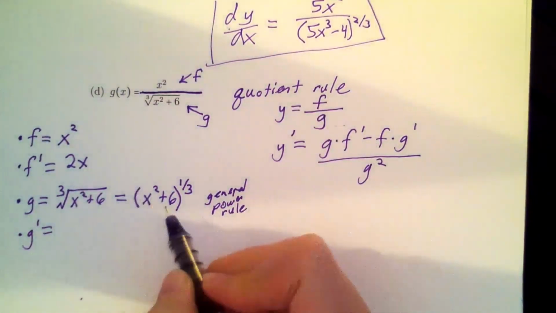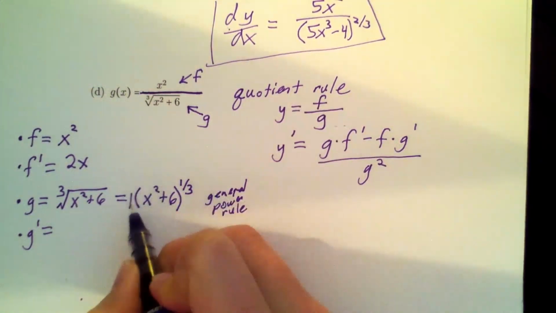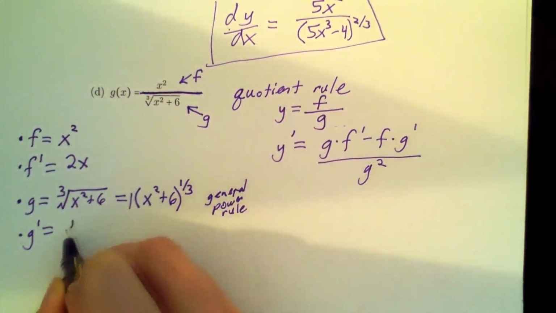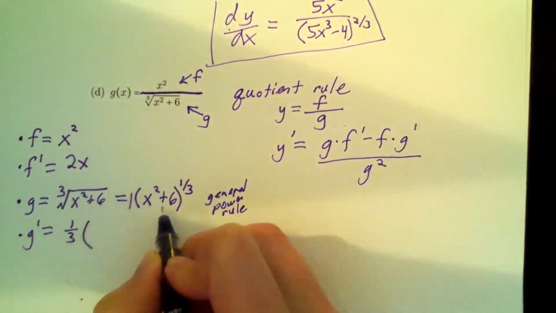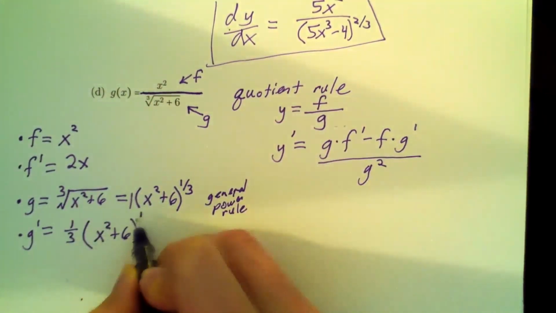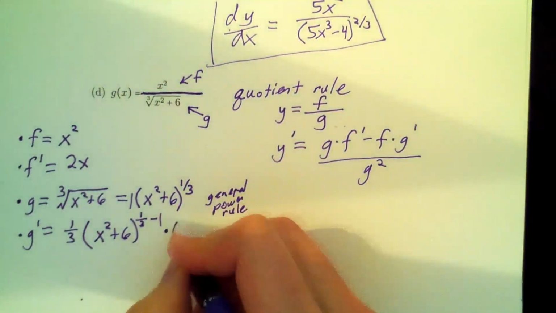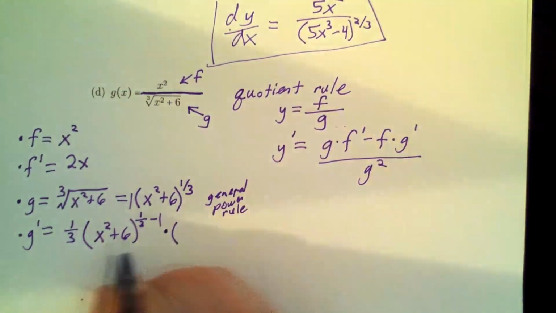So let's get started on this one. The coefficient in front of this is 1. So you do your power rule. 1 times 1/3 is 1/3. Leave the inside the same. X squared plus 6 to the 1/3 minus 1 power. There's our power rule. Then I have to remember to multiply by the derivative of the inside function.